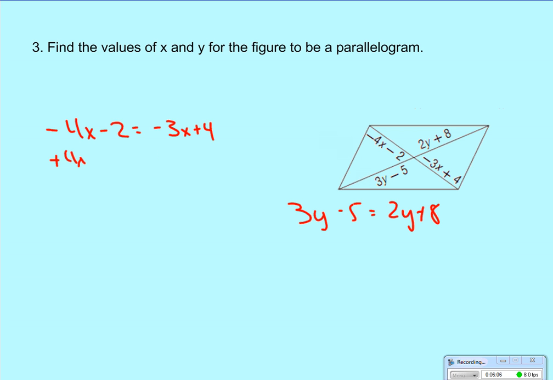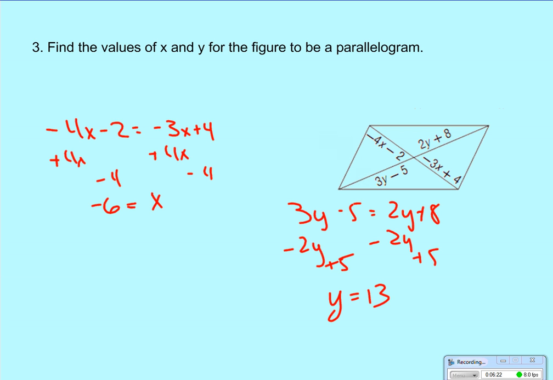So add 4x, subtract 4, subtract 4. So I get x to be negative 6. And a little algebra down here, I get y to be 13. Okay, so that's how then it should look.